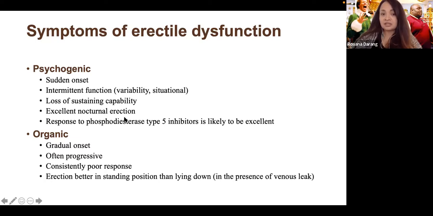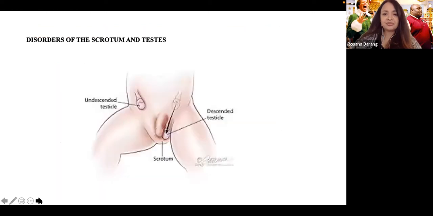They do have excellent nocturnal erection. Okay, so even without external or conscious stimulation, there is erection. And psychogenic ED is responsive to medications. Organic, on the other hand, aside from being gradual and progressive, does not respond well to medications. Okay? It's also shown that erection in ED is better in standing position than lying down.